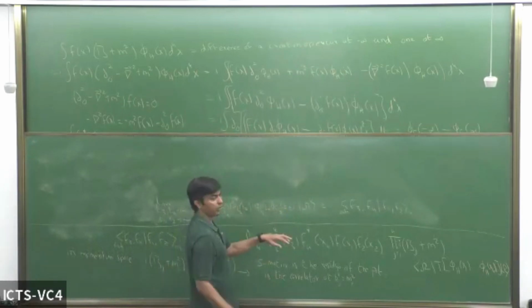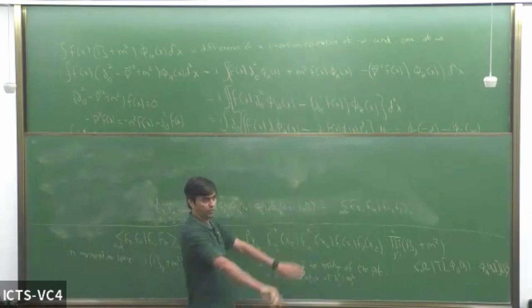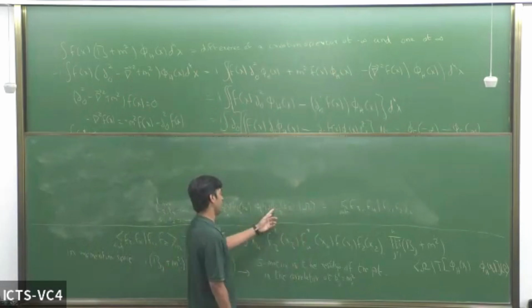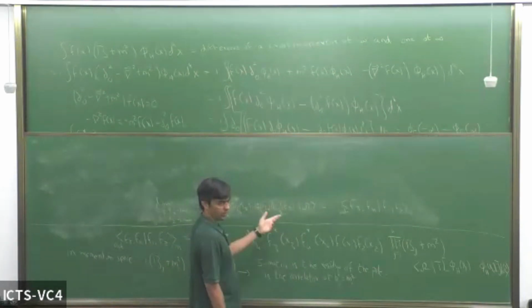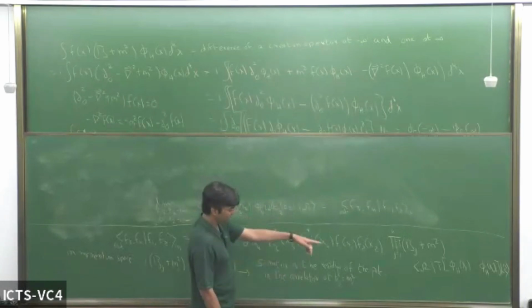Because F1 and F2 are widely separated, these operators are going to commute in the far past. So it doesn't matter if you take this one first to minus infinity or this one or the other way around. That's because these operators commute in the far past. That's different from what I said here.